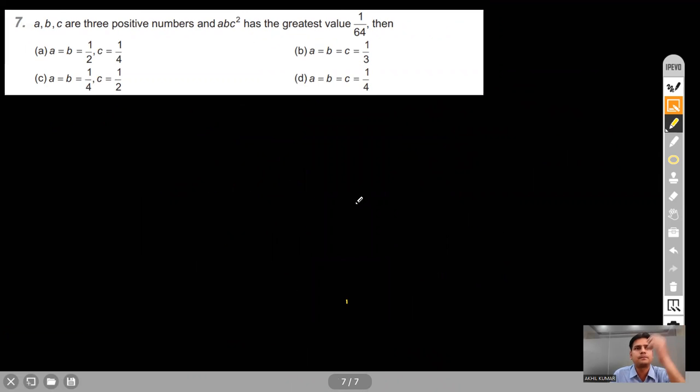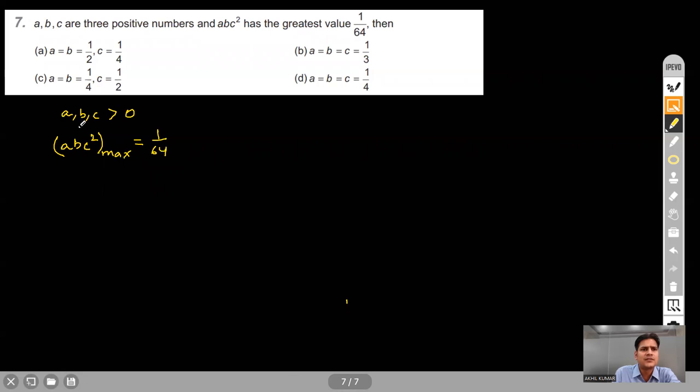Question number 7. It is saying A, B, C are 3 positive numbers and A, B, C square has the greatest value 1 by 64. So it's given that A, B, C are positive numbers, and the greatest value of A, B, C square is 1 by 64. Then we have to find the value of A, B and C.